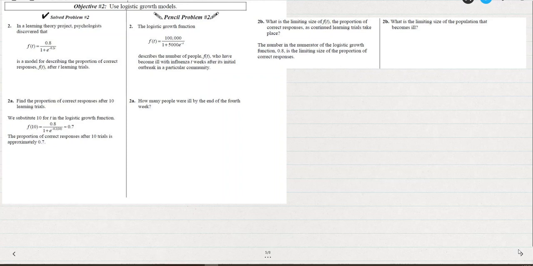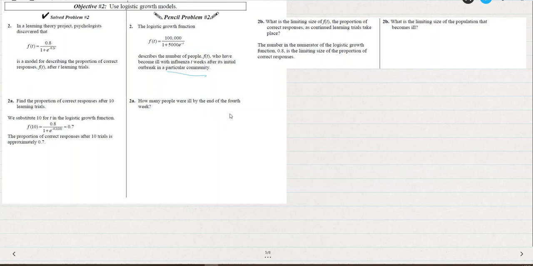Let's try another example. Here's a logistic growth function example. It's a little bit different, but if you can follow a couple pieces of this, it's not really challenging. You just have to be able to read and pull out of the problem the information that it's giving. So we are given a growth function, f of t is equal to 100,000 divided by 1 plus 5,000 times e to the negative t. And this describes the number of people, f of t, who have become ill with influenza t weeks after its initial outbreak in a particular community.